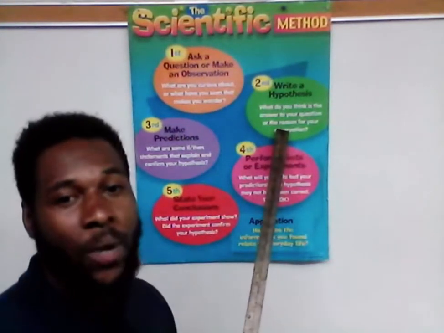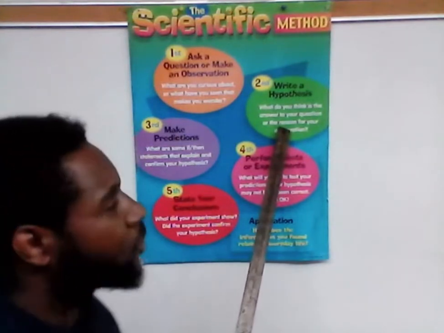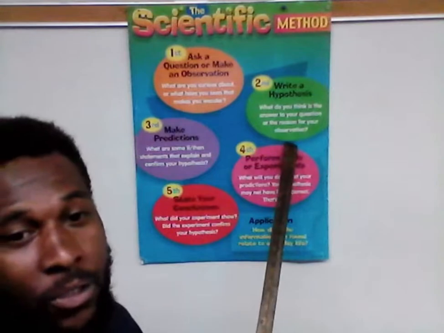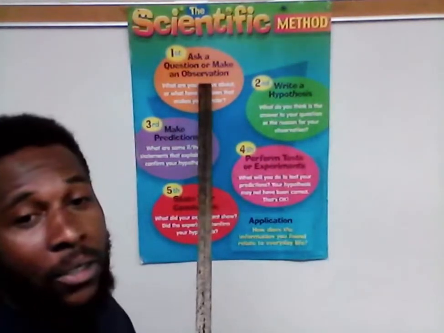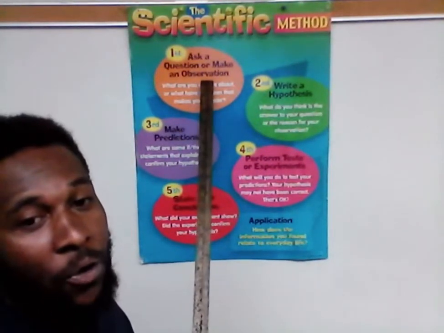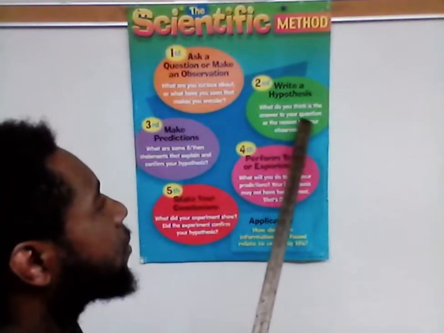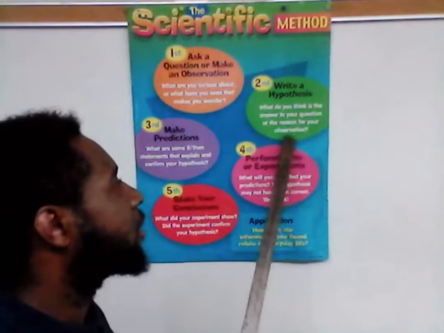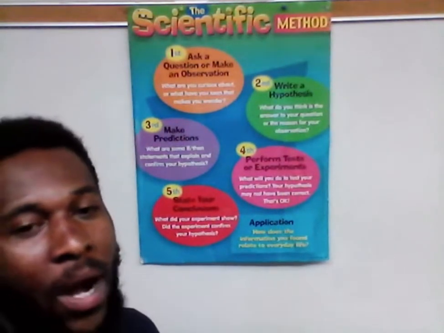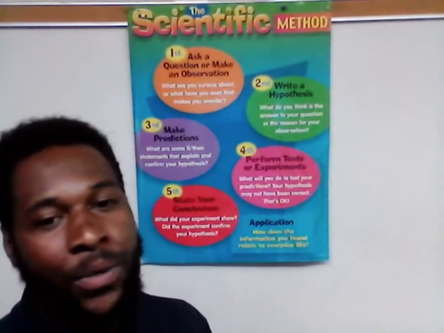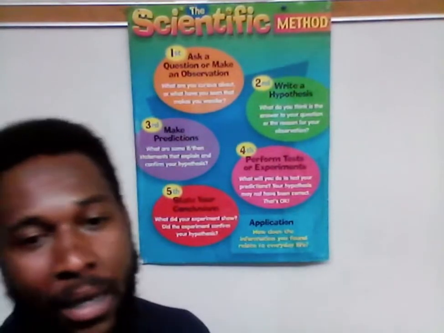Step two says to write a hypothesis. To write a hypothesis is to pose an answer to your thought or your ponderance or your question before. So, what do you think is the answer to the question or the reason for your observation? Why did my ear hear a sound and I turned? That's an observation. So, what we're trying to understand is how we can anticipate an answer.